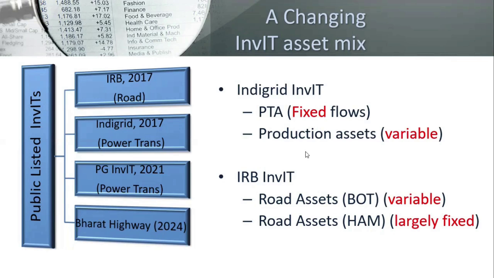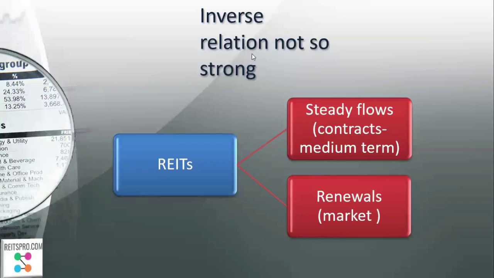So the asset mix is generally changing, and you need to evaluate whether we are looking at a fixed flows model or a variable one, which is dependent on the interest rates in the market. And the inverse relationship is not that strong in the case of REITs, as in general you have steady flows which are medium term, but renewals are as per market.